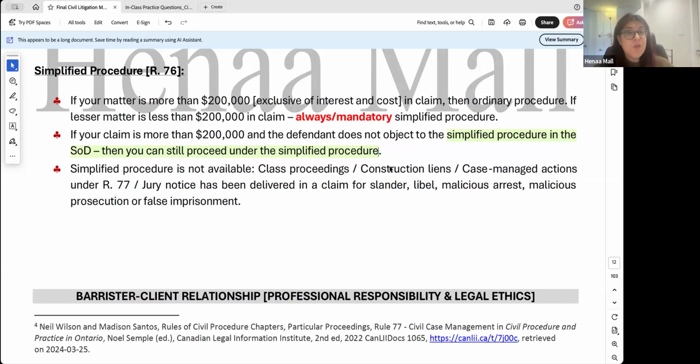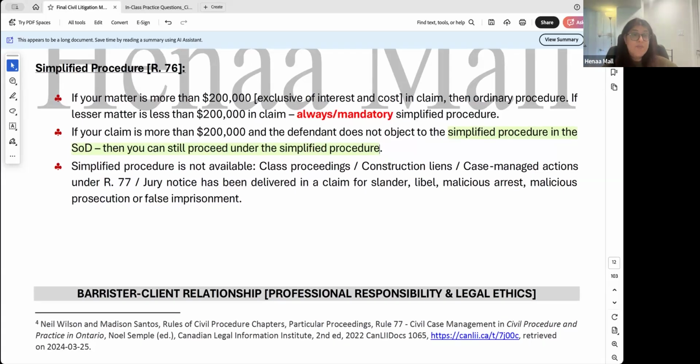Simplified procedure is not available in the case of class proceedings, construction liens, case management cases under Section 77, or where you have a jury notice for slander, libel, malicious arrest, or false imprisonment. So in certain matters, simplified procedure is not available. But don't worry, we have an entire session on simplified procedure. I will talk about them as we progress.